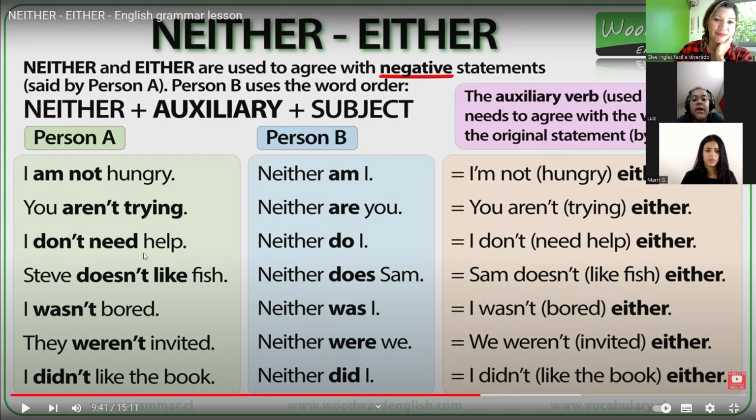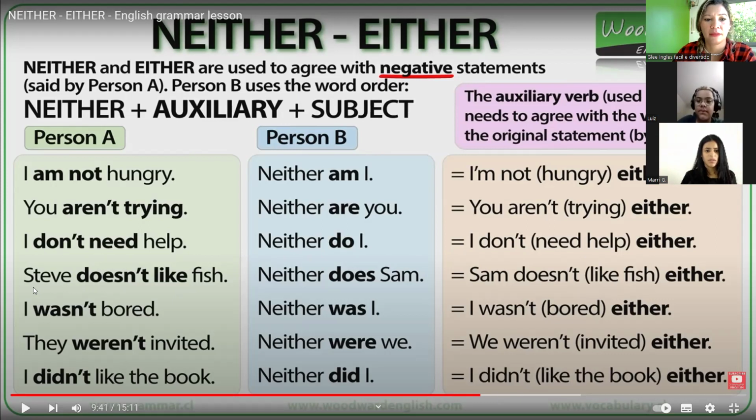I don't need help. Neither do I. I don't need help either. Português. Eu não preciso de ajuda também. Nem eu preciso de ajuda. Which one needs to translate? Eu não preciso de ajuda. Eu também não. Eu também não preciso de ajuda.